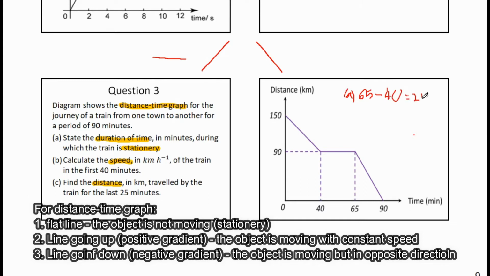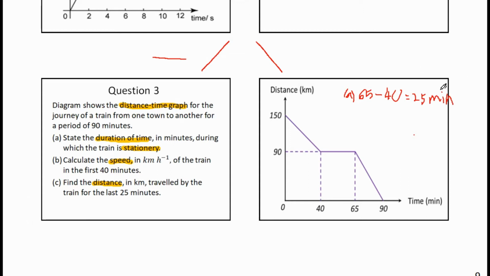Then you will have 25 minutes. So the train stays stationary for 25 minutes. Stationary means does not move at all. B. Calculate the speed in km per hour of the train in the first 40 minutes.